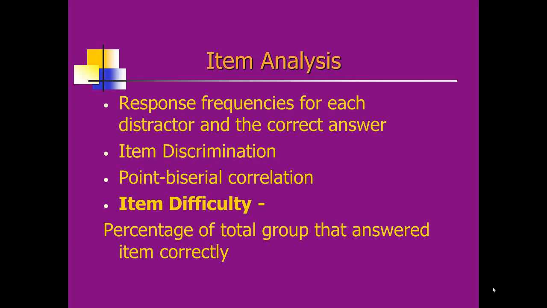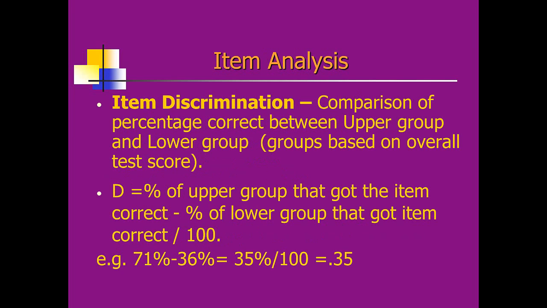Or conversely, everybody gets it wrong. It's not 100% on any one of them. So all these things go into it. Like I said, it's part of a larger course that I've done before on this very thing. So the idea about discrimination is comparison of the percentage of the upper group, if I can call them smarter students, versus lower level students. Okay.